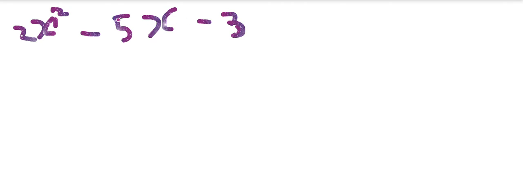So now we have to find the numbers that, if we multiply them, should become negative 6, and if we add them, would become negative 5. So it's negative 3 and negative 2. Multiplied, the answer would be positive 6 for both, and it would also become negative 5 when we add them.